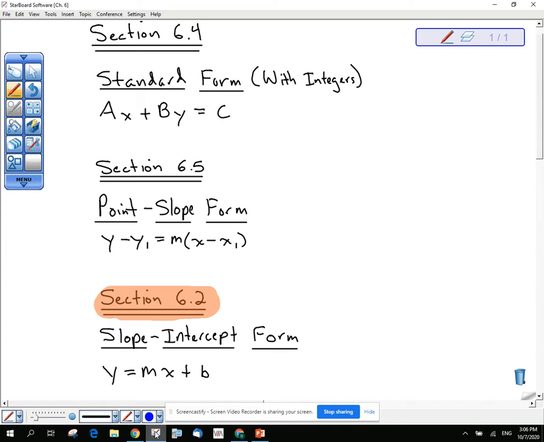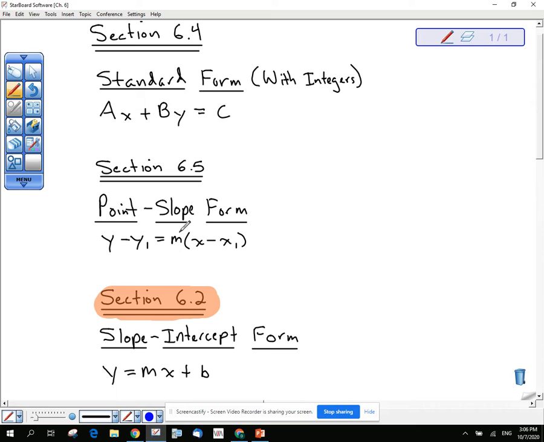It is the easiest one to graph, I admit, and that's why it's called slope-intercept form, because to graph a line, one of the easy ways to do it is to find a point, in this case the y-intercept, and then use the slope to go from that point. Slope-intercept form, that's why it's called that.